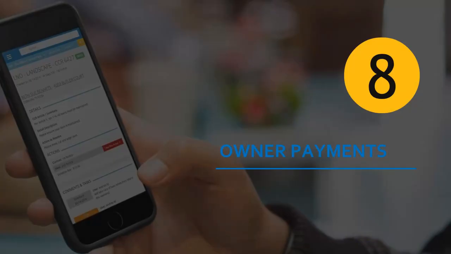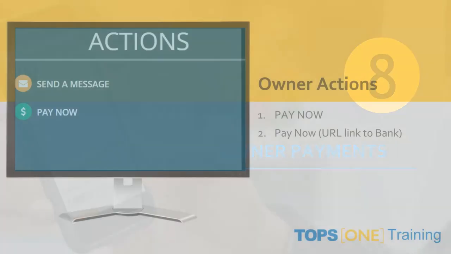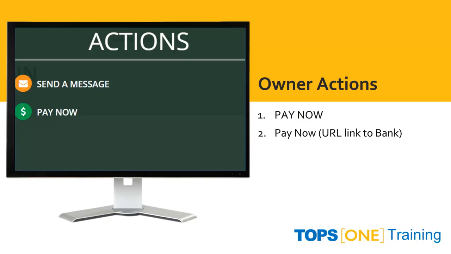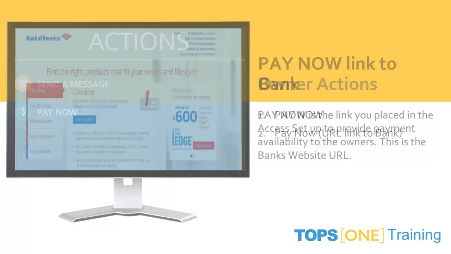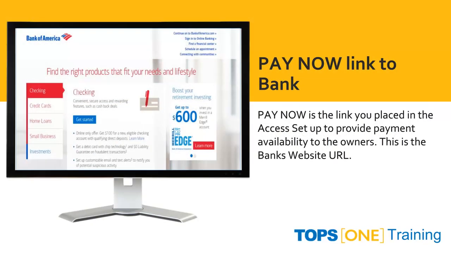Chapter 8. Owner Payments. In the owner access settings under admin in the TOPS 1 product, you would have determined the bank's URL to allow these lockbox payment service to be navigated to under the Pay Now indication, which can be revealed when twisting the plus sign, along with messaging. A link to the bank should be established by the bank to best direct the owners to make payments.